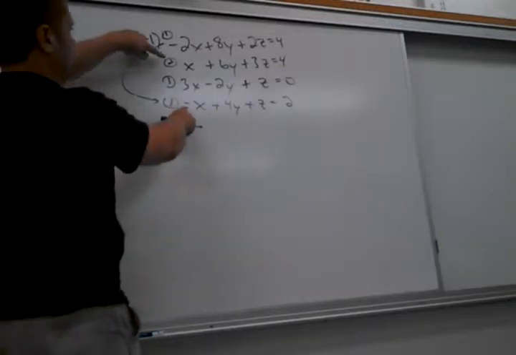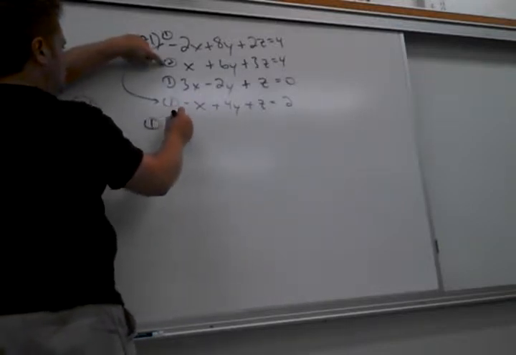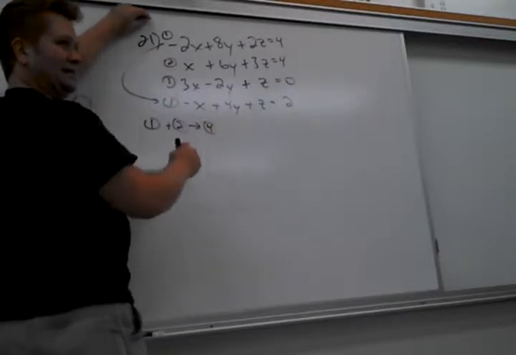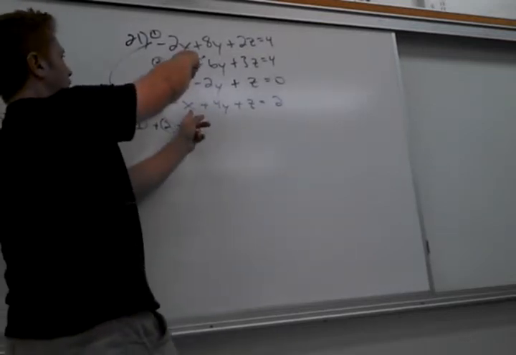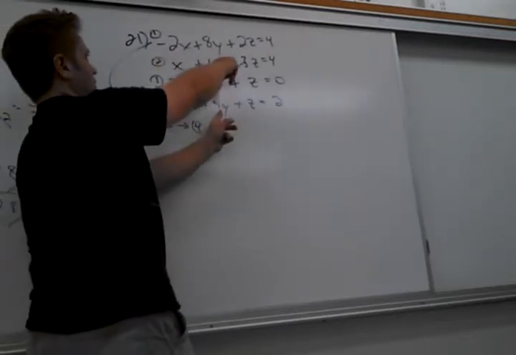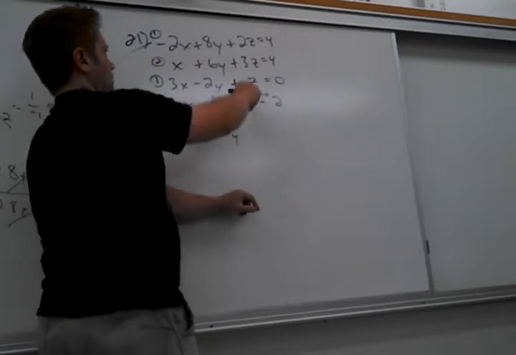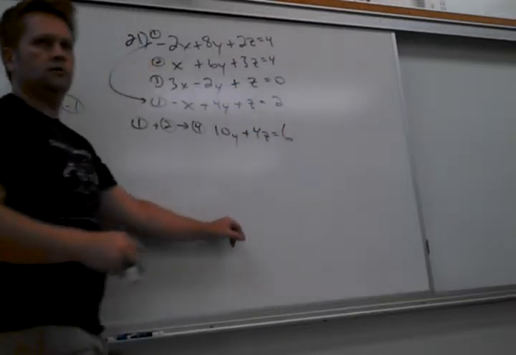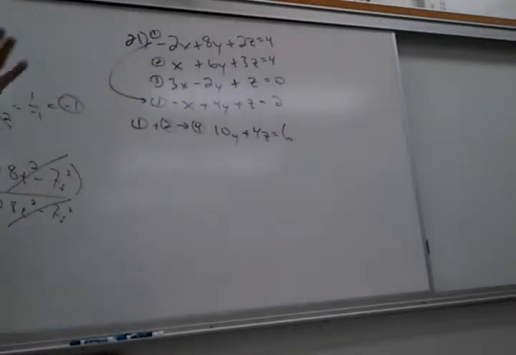Right? So now between these two, if I add 1 and 2, I get my fourth equation. What do I get when I add these together? 0 plus 10y plus 4z equals 6. So far everything looks good, right? And what do I have to do now? Choose another pair, 3 and 1.